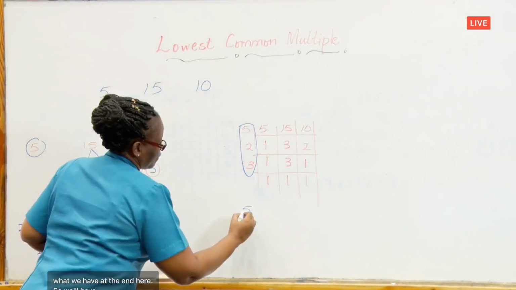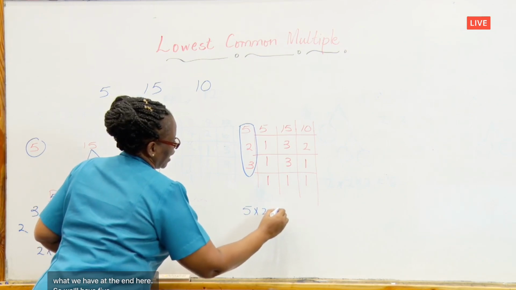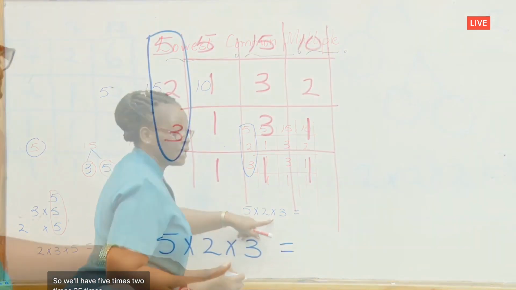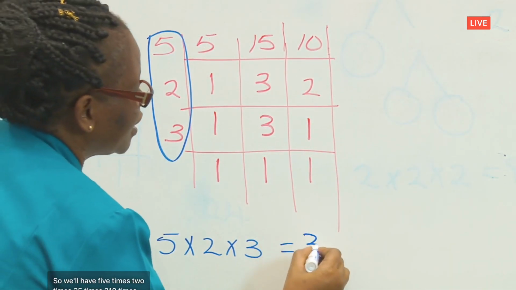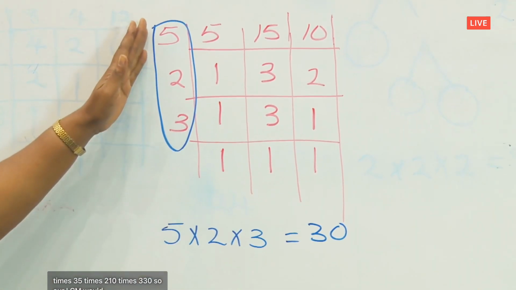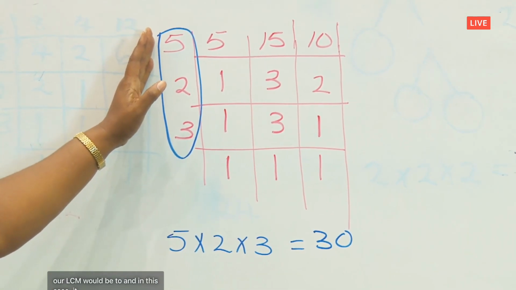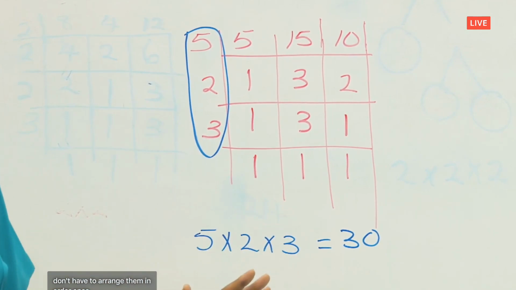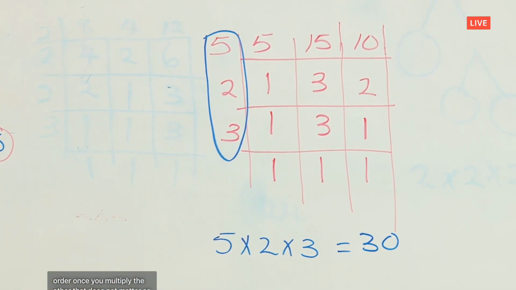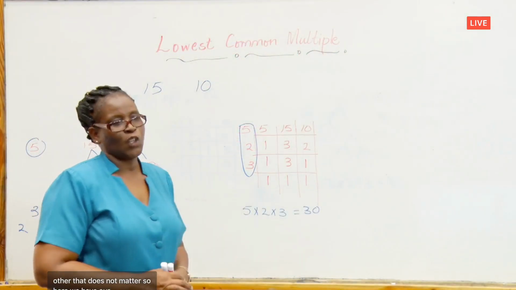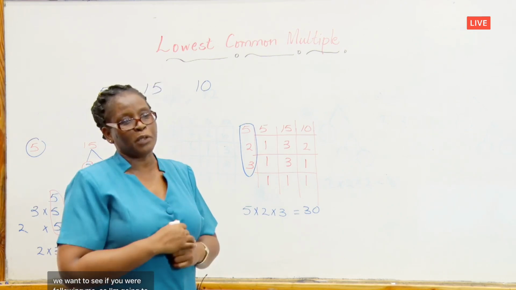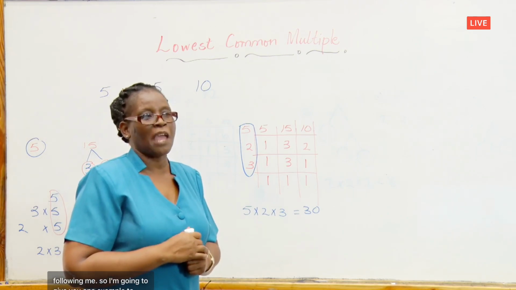And we find our LCM by multiplying what we have at the end here. So we'll have 5 times 2 times 3. 5 times 2, 10. 10 times 3, 30. So our LCM would be 30. And in this case, it doesn't matter. You don't have to arrange them in order. Once you multiply, the order does not matter. So here we have our LCM as 30.